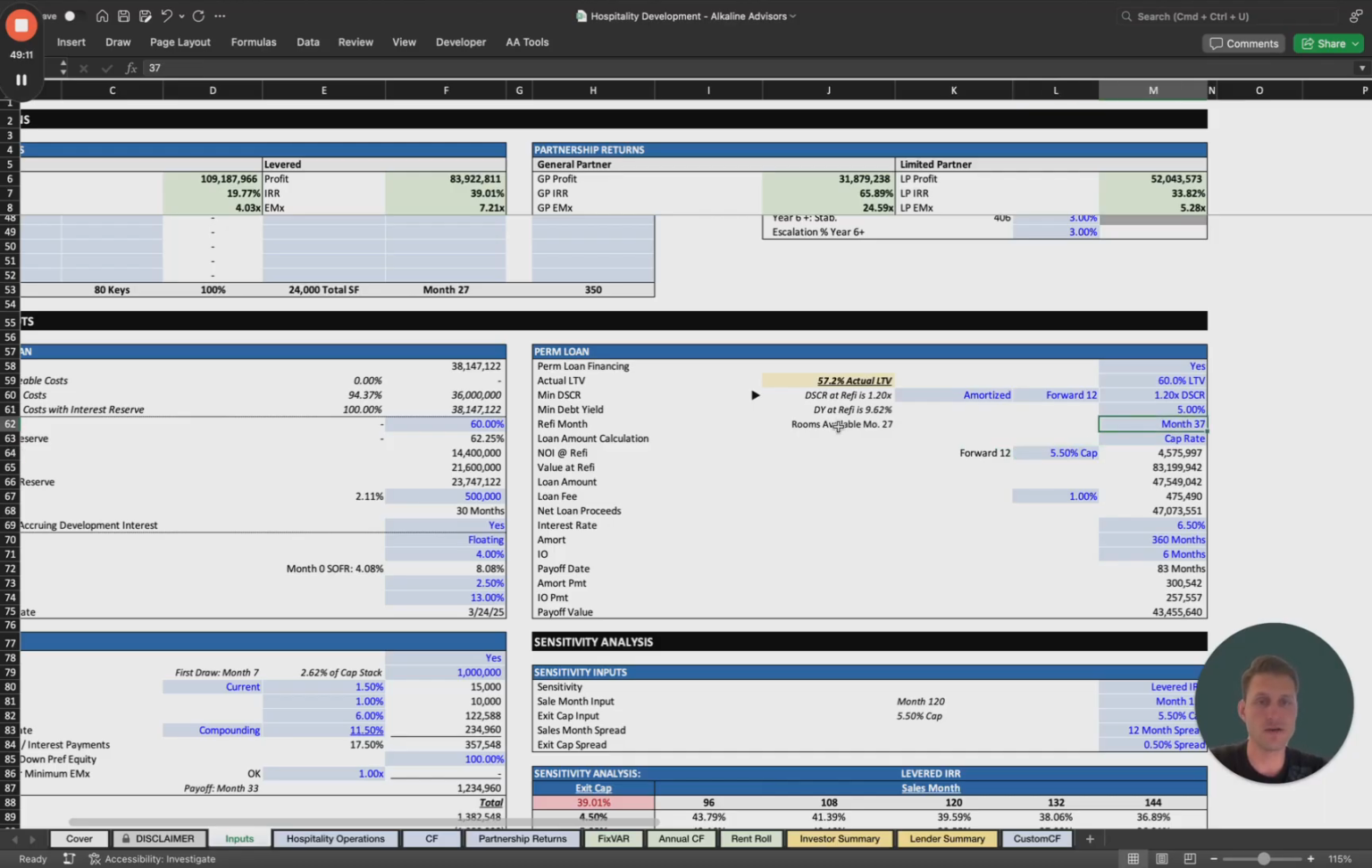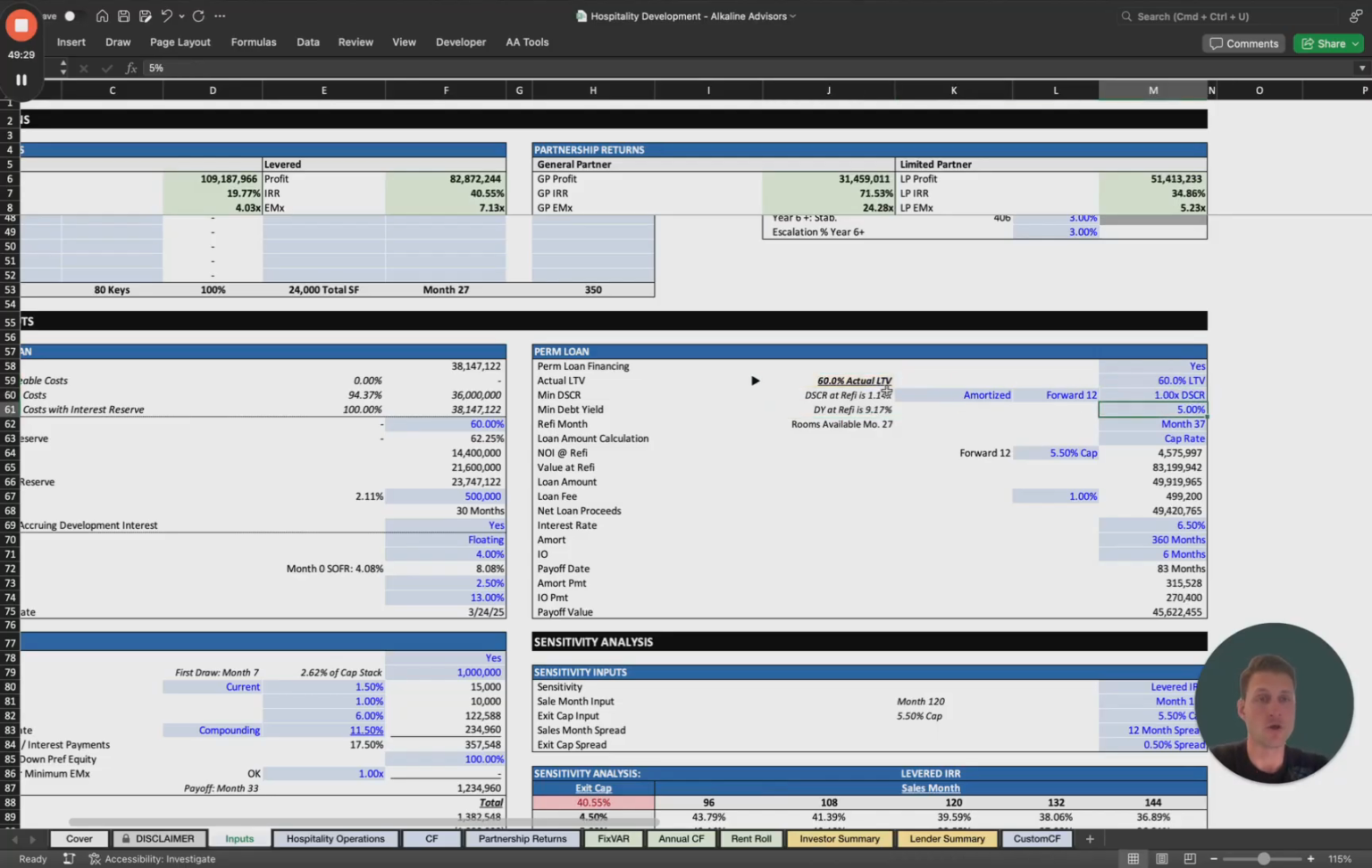Just so you can see, it says rooms available month 27. If you want to refi before, it'll just give you a red flag, not an error sign, but just warn you, hey, you're refinancing before rooms are available. Similarly with this over here, let's actually make this one for a second.